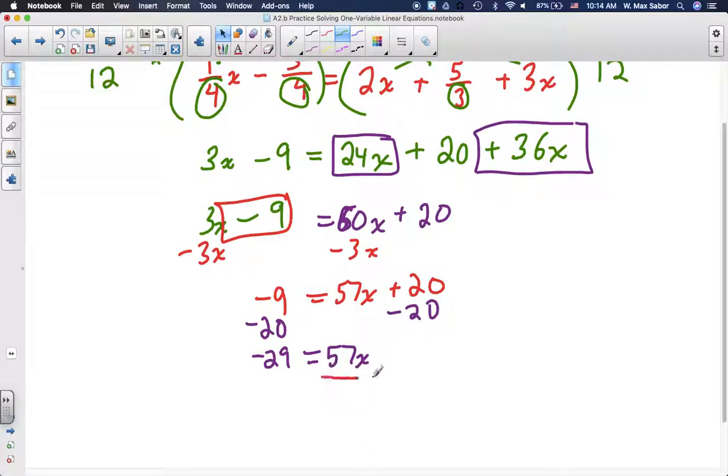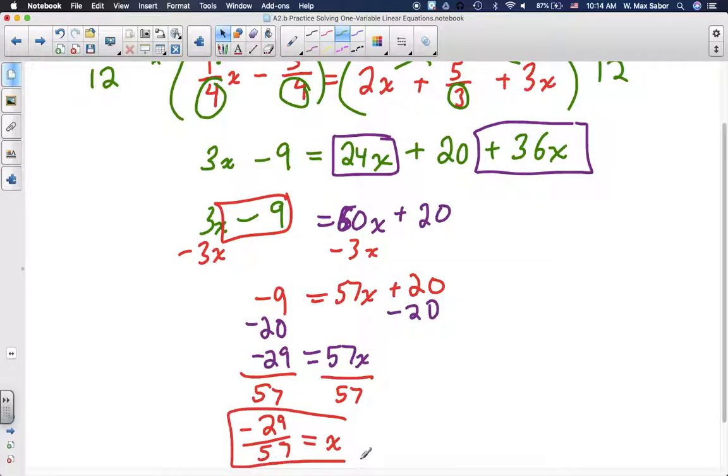And this is why I really recommend using fractions. If you wanted to do decimals, go for it. Go ahead and divide negative 29 by 57. But this is a perfectly fine answer if you're fine with fractions.